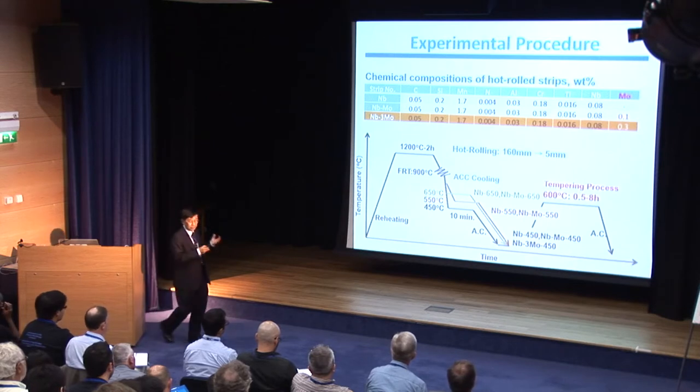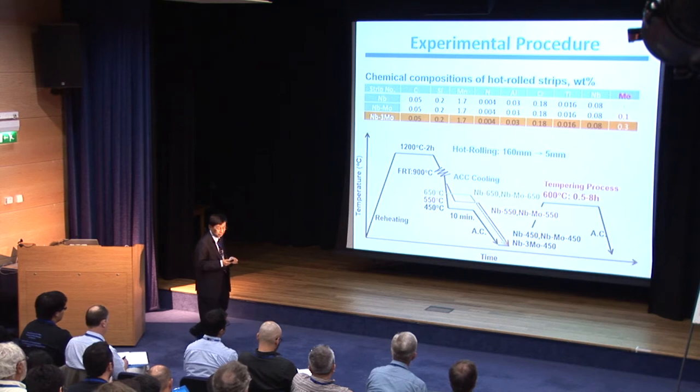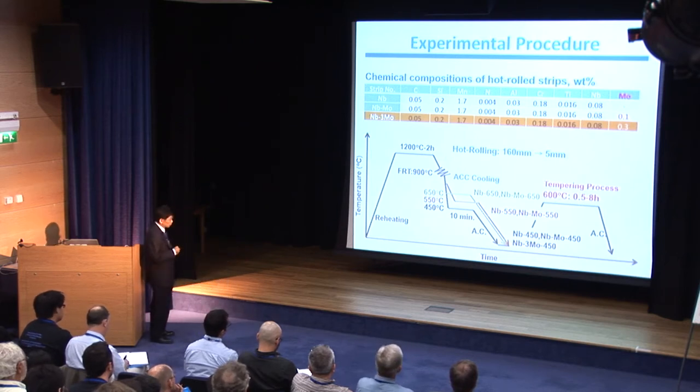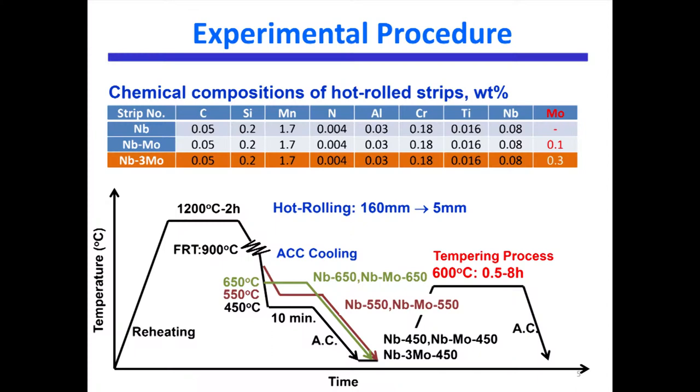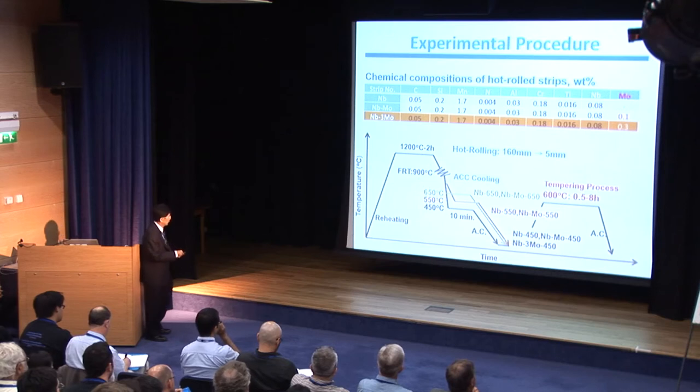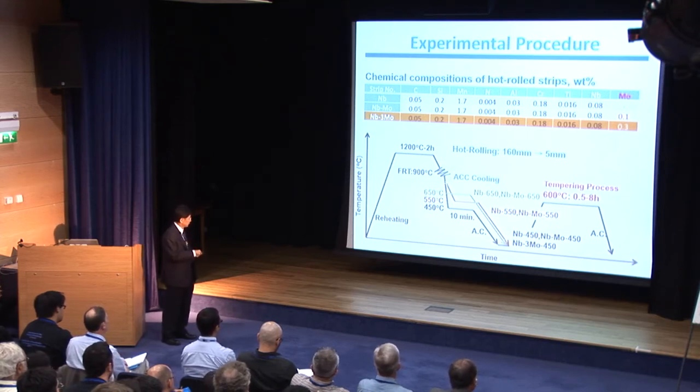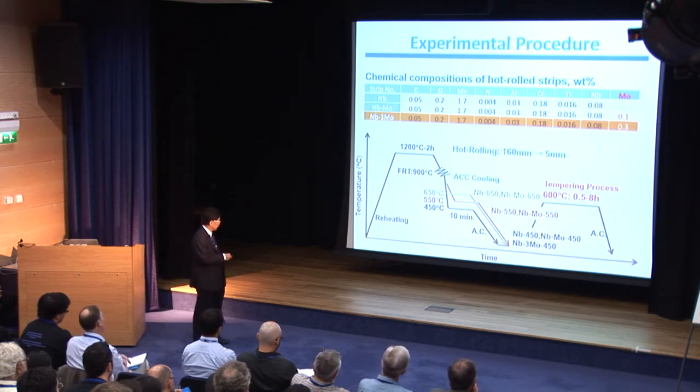China Steel prepared these three steels for us and cast them into ingots. After homogenization at 1200 degrees C for 2 hours, the ingots were hot rolled, controlling the rolling rate to about 20% per pass. The finish rolling temperature was around 900 degrees C. Here we have a 5 millimeter thick strip, so the reduction rate is quite high. We can imagine grain refinement also happens here. After finishing rolling, the strip was treated by accelerated cooling to 650 degrees C, 550 degrees C, or 450 degrees C for 10 minutes for bainite transformation.